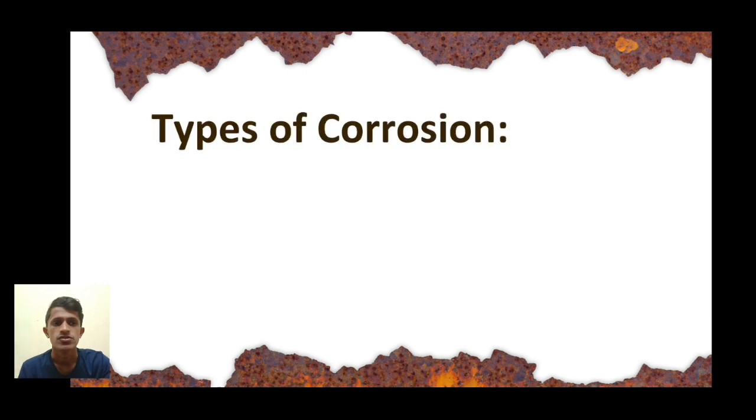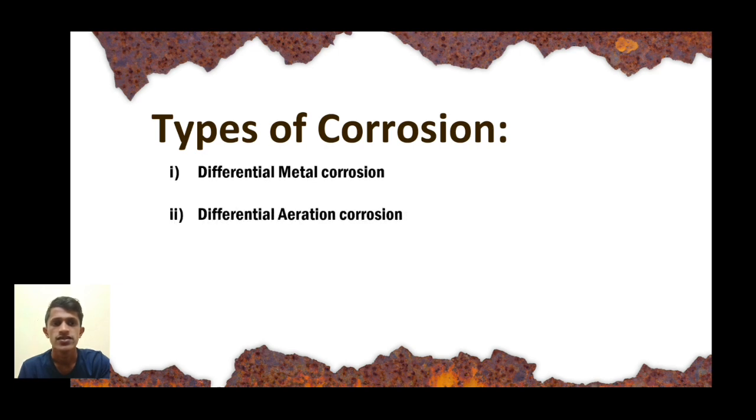Now, let us see what are the types of corrosion. There are two types of corrosion. First, differential metal corrosion. Second, differential aeration corrosion. And again, the differential aeration corrosion is of two types. First, waterline corrosion, and second, pitting corrosion.